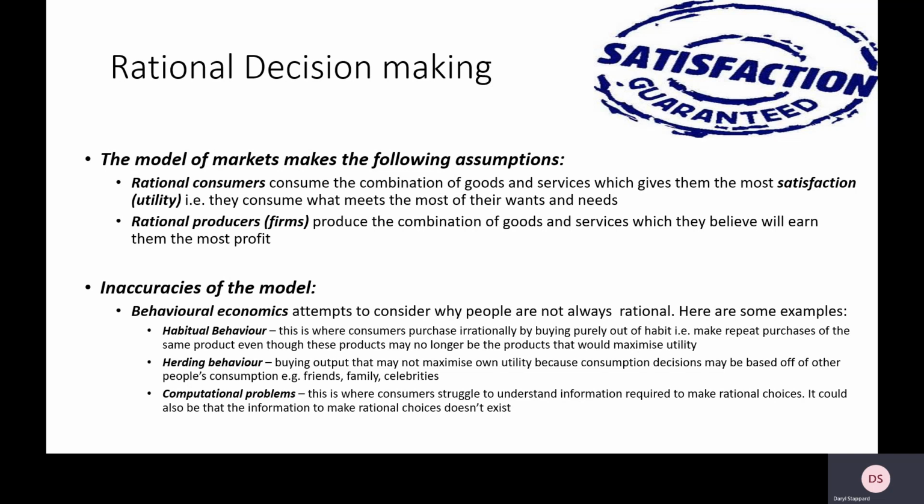The next one is something called herding behaviour. And this is where you don't buy the goods and services which maximises your own welfare or utility. You will instead buy things based on what other people buy. And this could be friends or family or celebrities. So it could be that your friends all buy a particular brand or a particular product, and to be part of that crowd, you buy exactly the same product. It might not be the best one for you because everyone else has bought it. You feel like you should be buying that one as well.